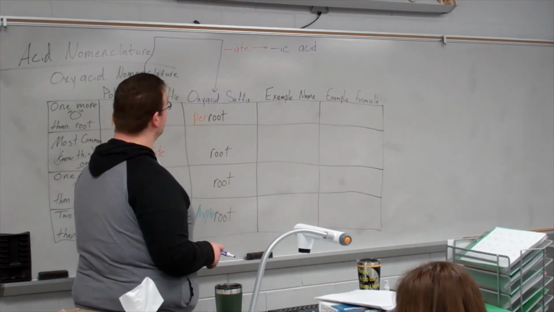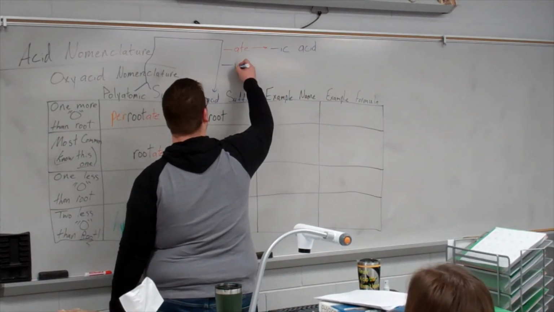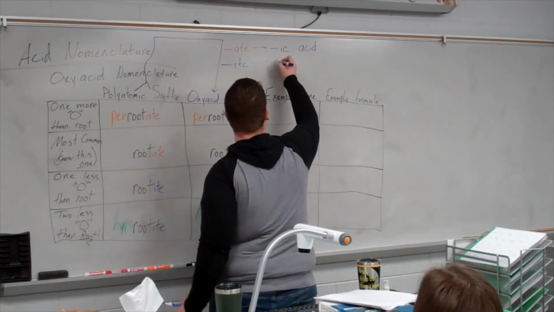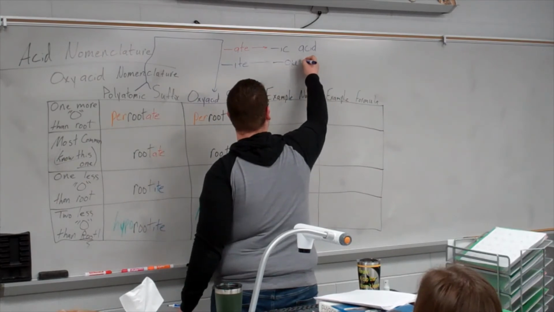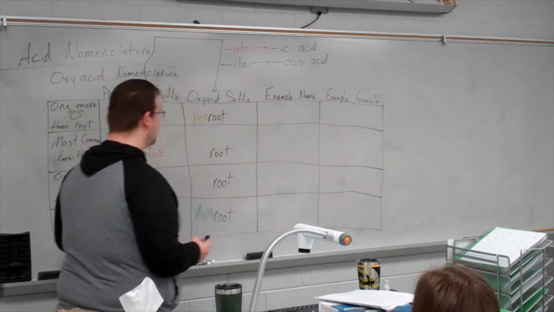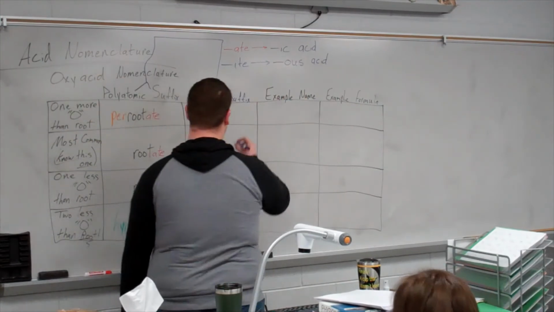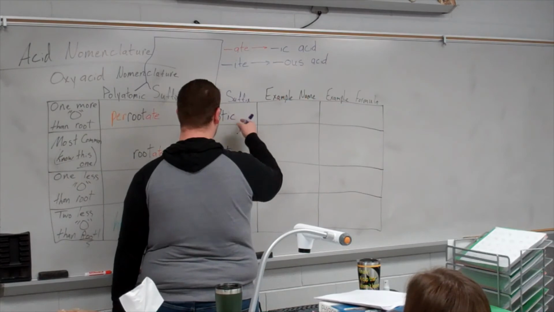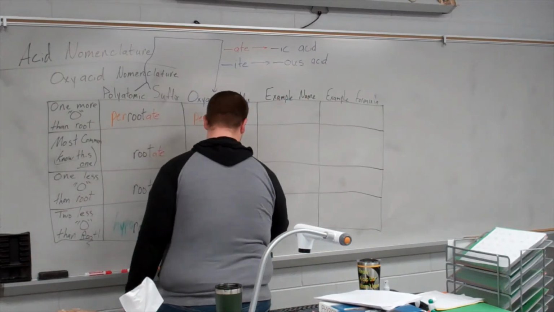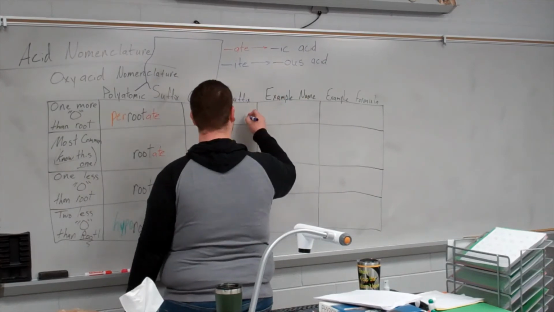Then you have another change. We'll change the suffix "ite," I-T-E, to the suffix "ous," O-U-S, and we write acid at the end. So everything stays the same, but we change the ending. So per-root-ic, root-ic, root-ous, hypo-root-ous, and you write acid at the end of all of them.